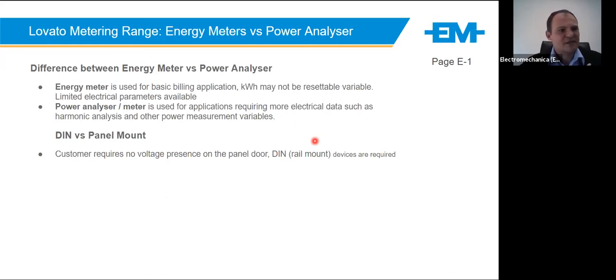Another important thing as we proceed through this, you will see we talk of a DIN rail mount device versus a panel mount device. Why did the DIN rails come along? Pretty much customers require no voltage on the panel door. Depending on their compliancy or what they require, they may not be allowed to have any form of voltage present at the door. So obviously a power meter may have voltages coming through for pickups. And in that case, if the customer has that, you would go with a DIN rail mount version of the product. Okay.